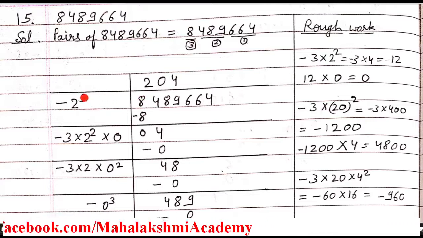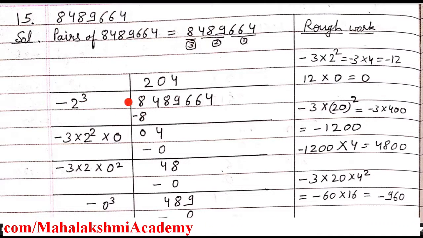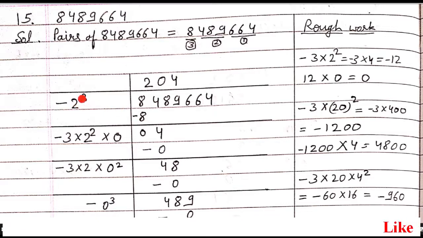Now we have to think of a number whose cube is either 8 or less than 8. So that will give you 2 cube, because 2 cube is 8. So the digit which we selected in the first step is 2. So write here 2. 2 cube is 8. So 8 minus 8 is 0. So we will write here 4.